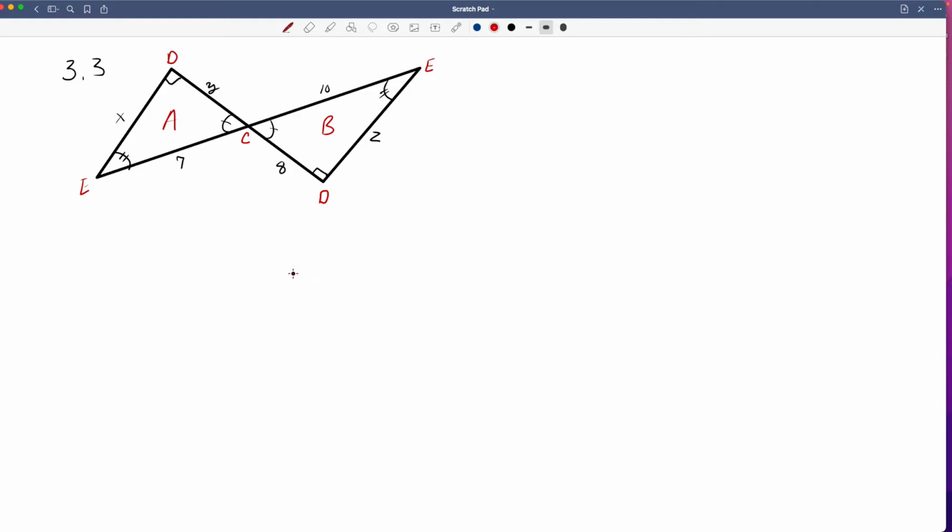So now I need to figure out how to find the scale factor. So I'm going to say A times the scale factor is equal to B. That's what I'm going to use. So let me take CE. I'm going to do CE first. So I'm going to say 7 from A, 7 times some scale factor is equal to B. CE is 10 on B.